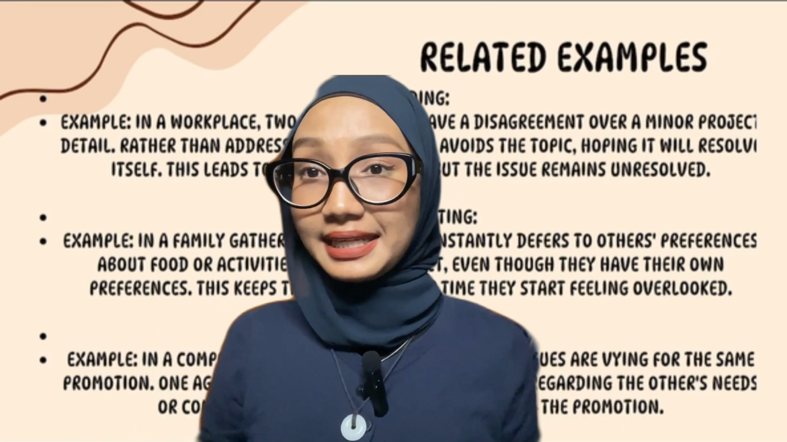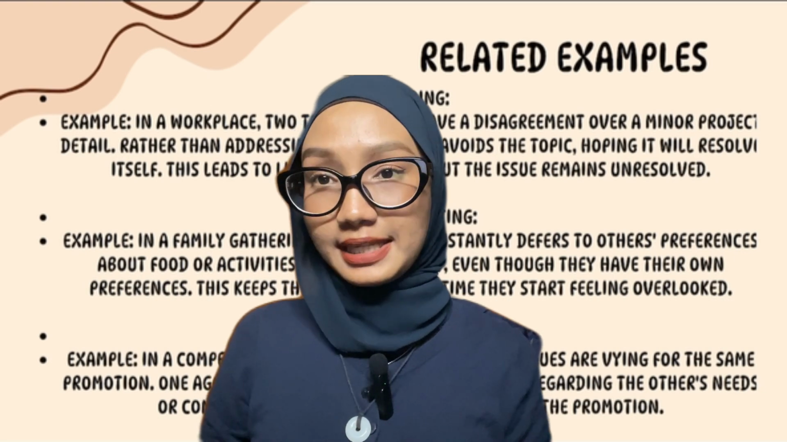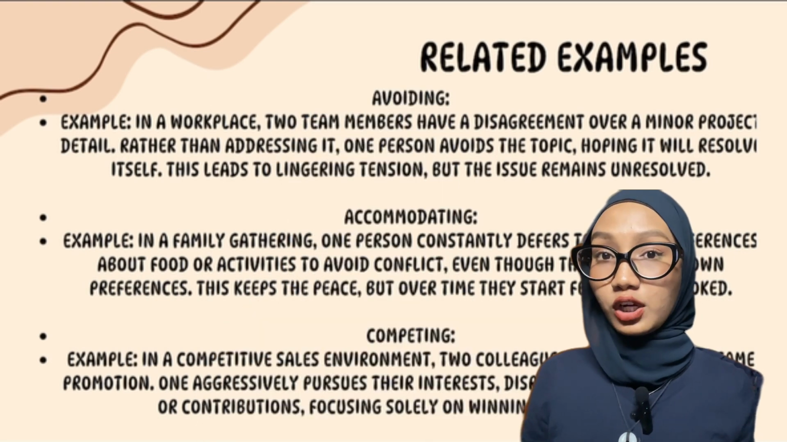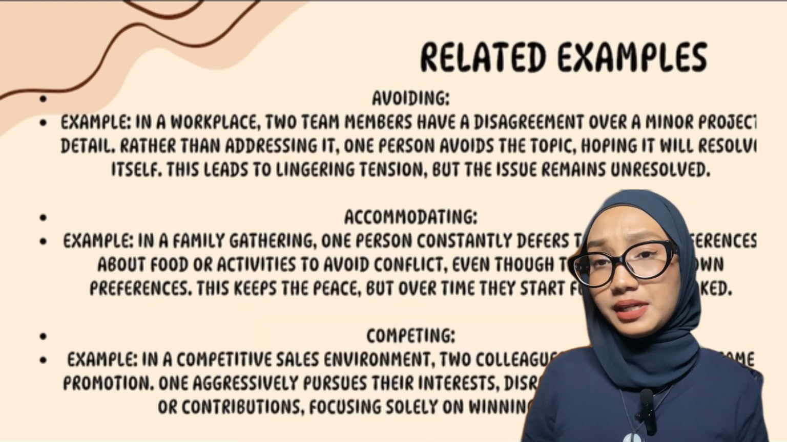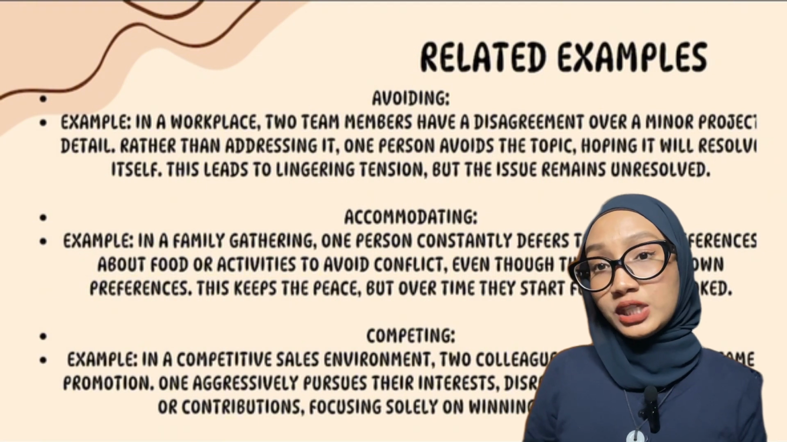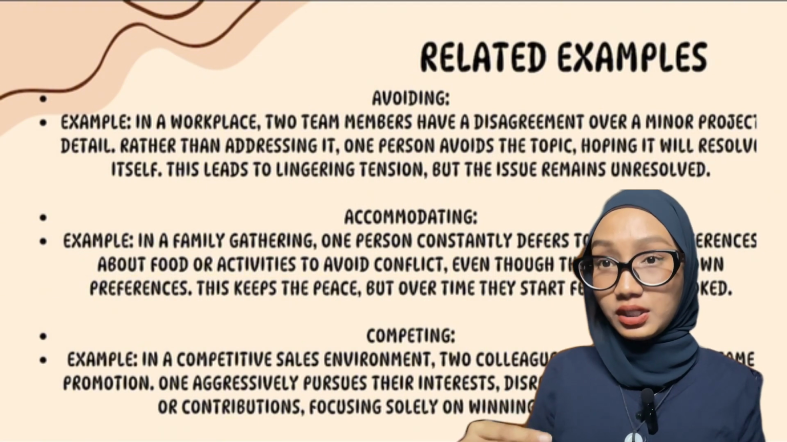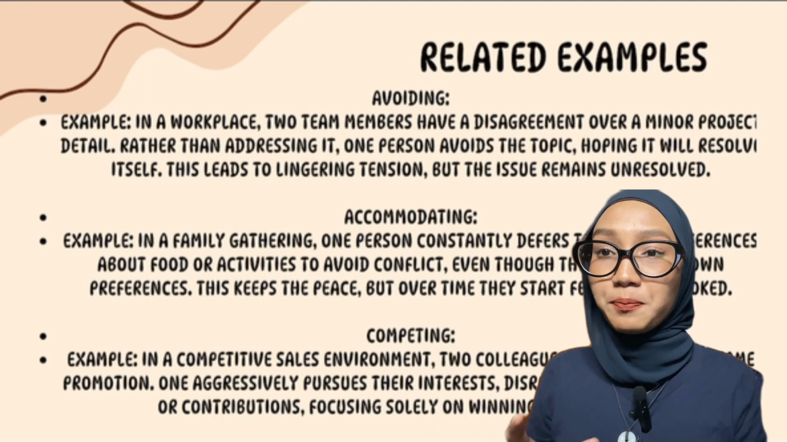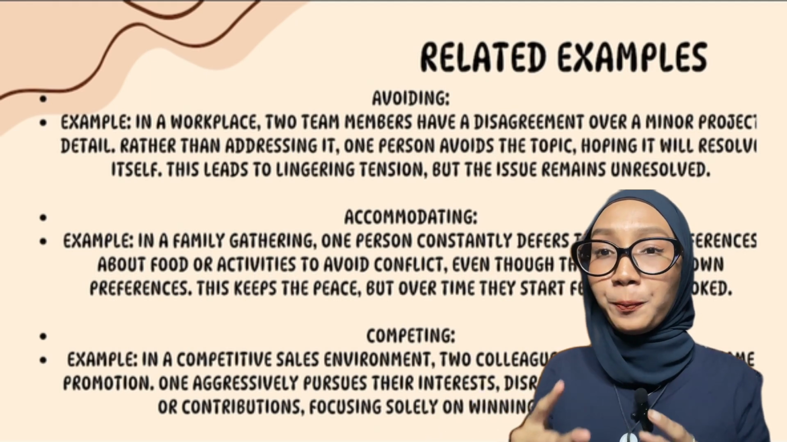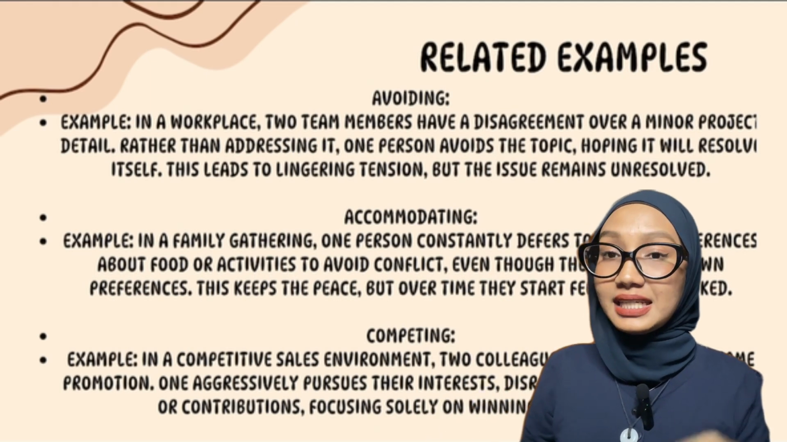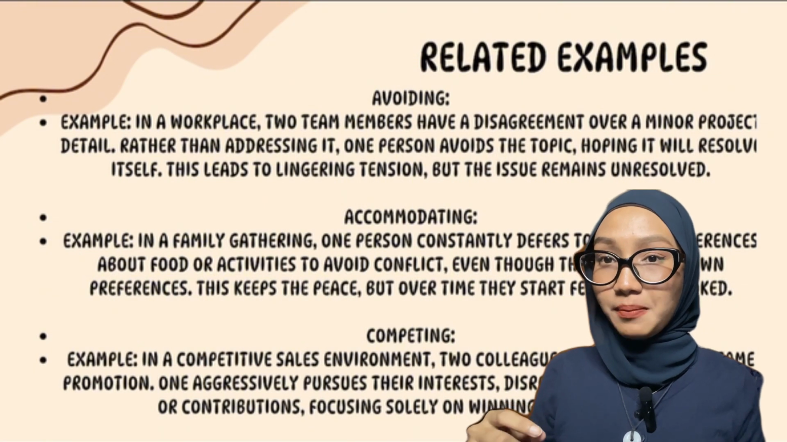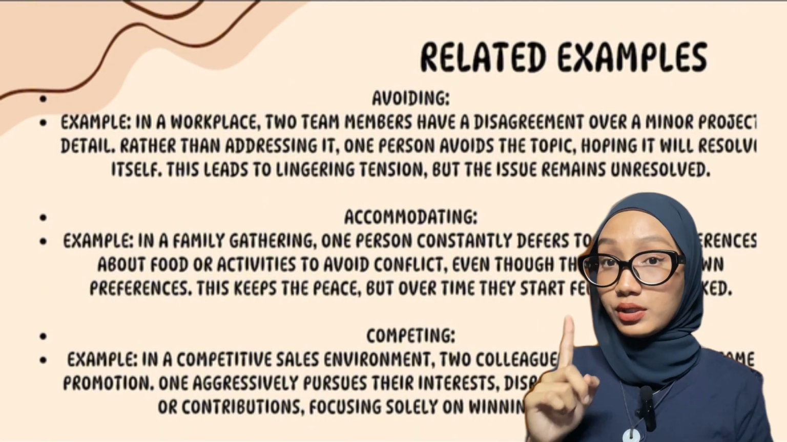Here's some related examples about conflict styles. The first one, let's talk about avoiding. The example is, in a workplace, two team members have a disagreement over minor project details. Rather than addressing it, one person avoids the topic, hoping it will resolve itself. This leads to lingering tension, and the issue remains unresolved.